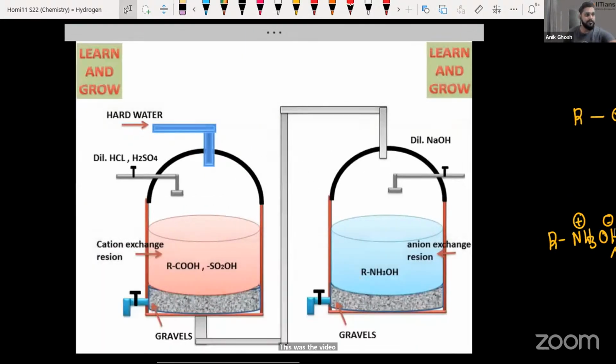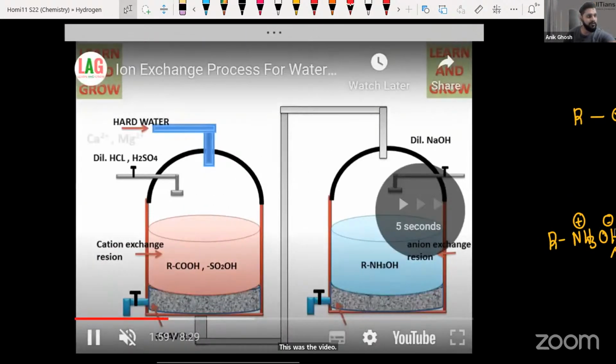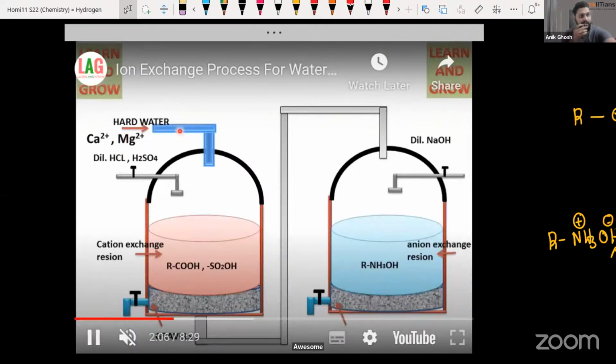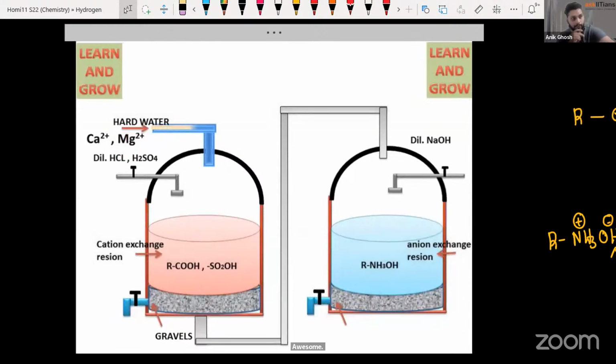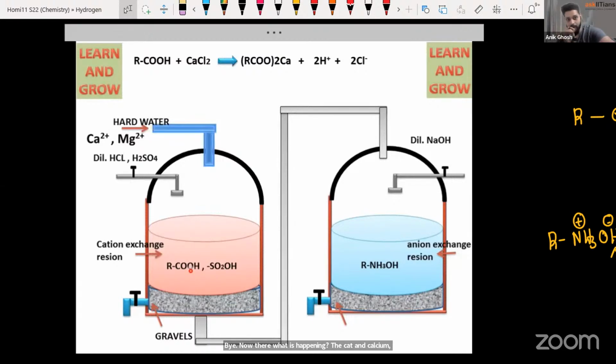Now see, the calcium and magnesium salts are coming through the pipe to the cation exchange resin, right? Now there, what is happening? See, the cation calcium got exchanged by H plus on the top. Similarly, the same thing happens for magnesium as well. Now, guys, that thing is the precipitate, so that would precipitate down.